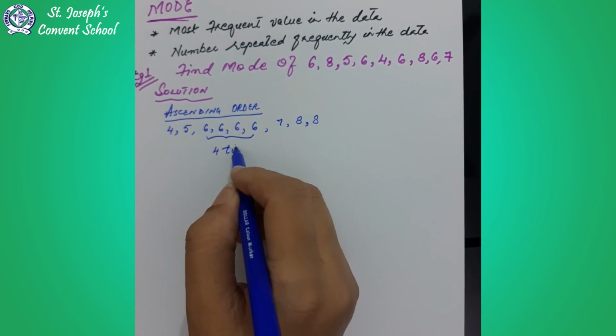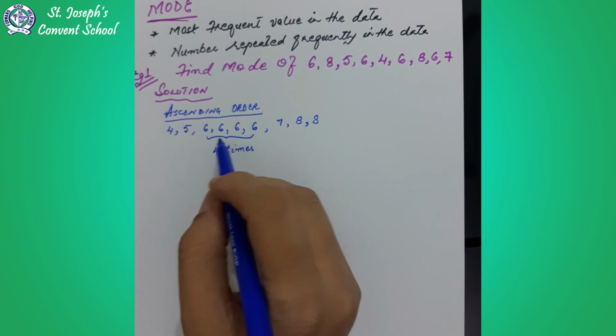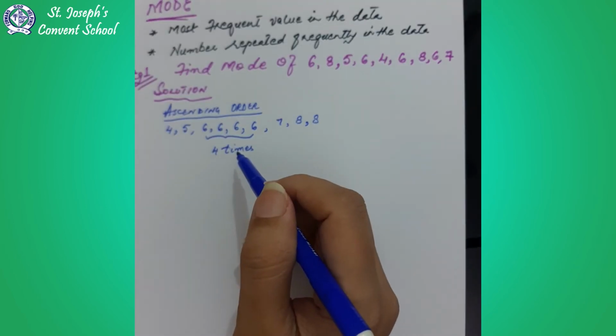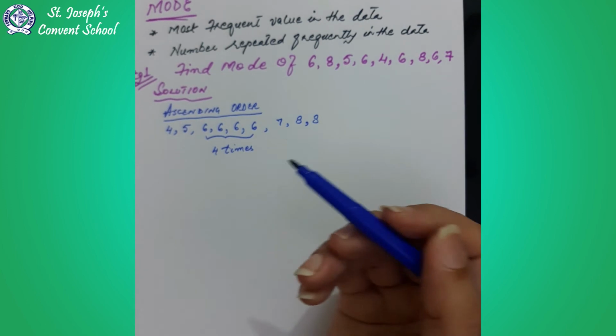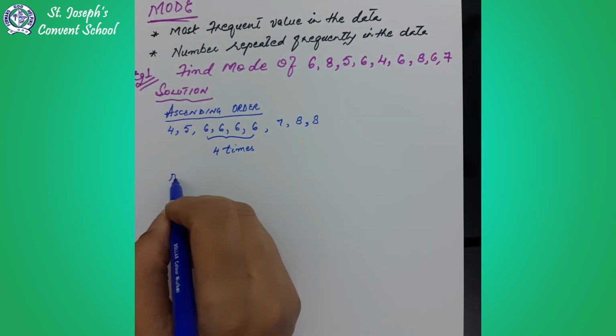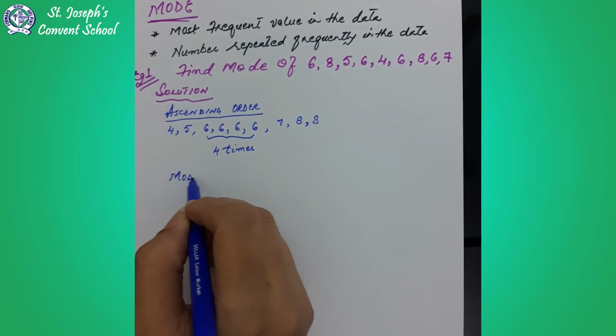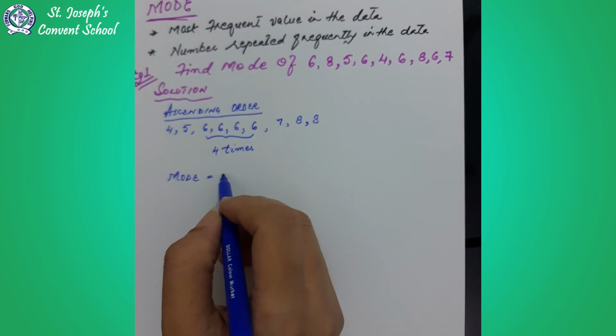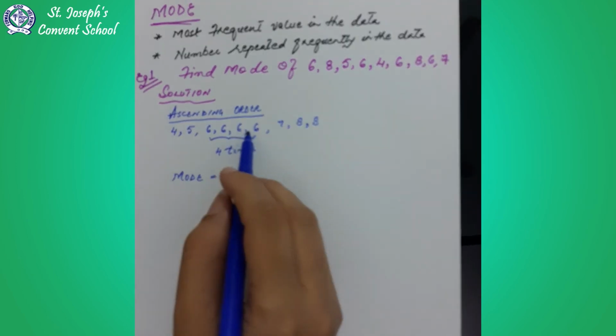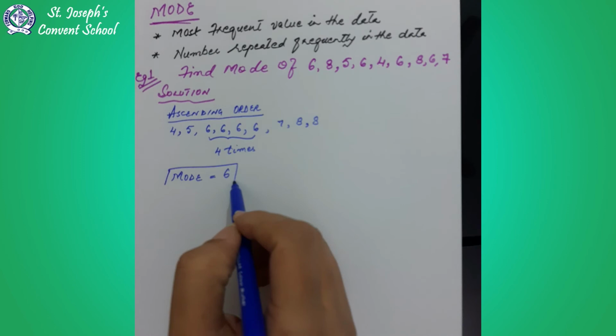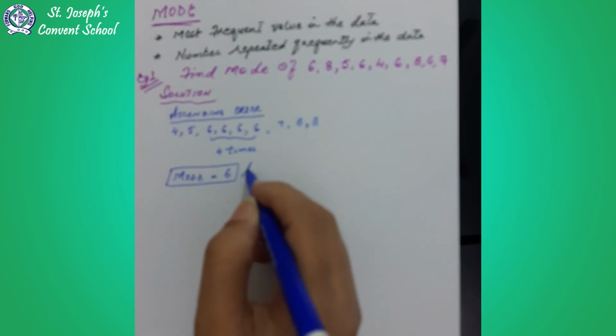Now you can see this is repeating most in the data. So the number which is repeating most in the data is known as mode. So the answer, the mode, is 6. This number is the mode. Simple it is.